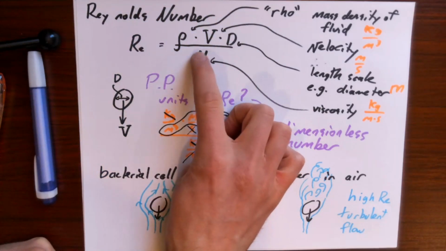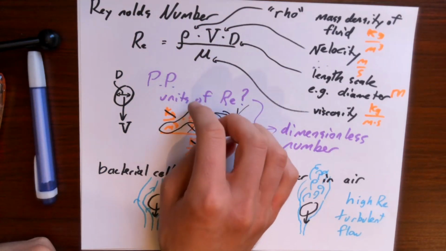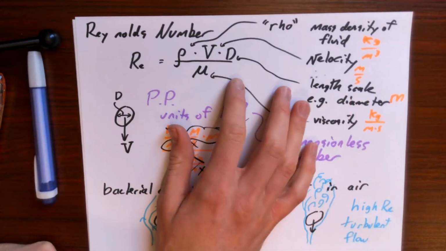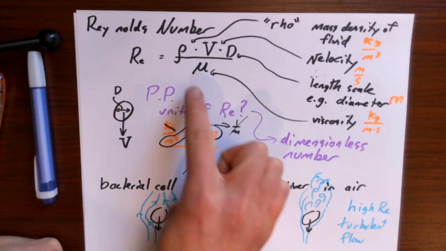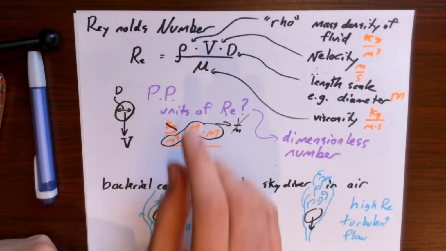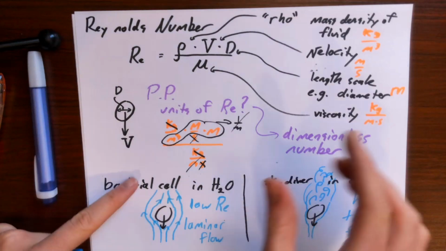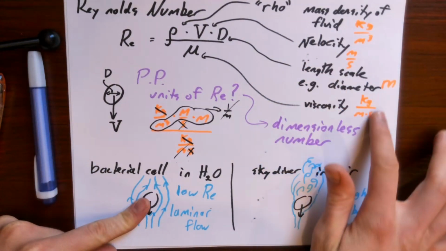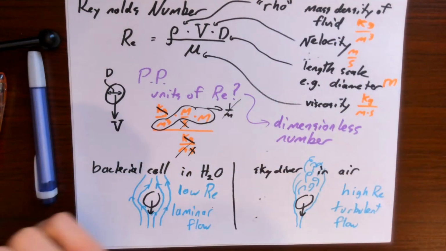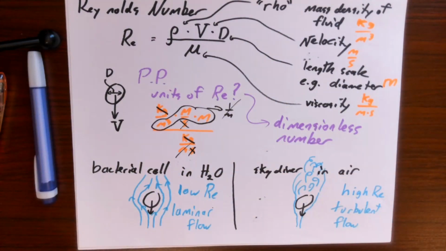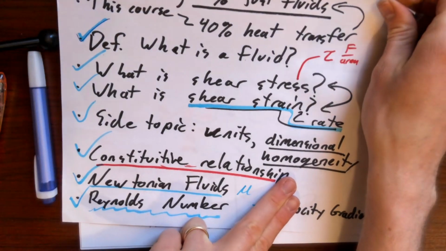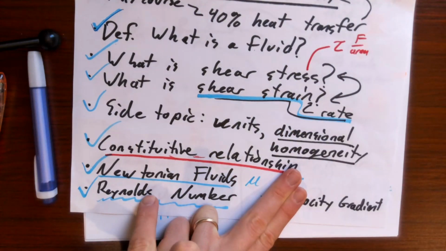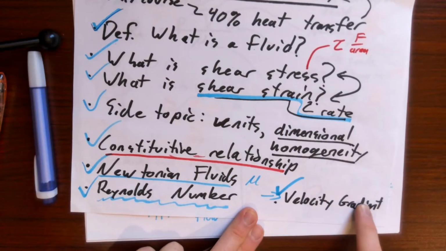Reynolds number involves viscosity and some other parameters, and if we're careful with all of our units, we notice that Reynolds number is a dimensionless number. Dimensionless numbers will show up, and we care a lot about the dimensions and the units of everything in the context of fluid mechanics. So, thus concludes our discussion of Reynolds number. Now let's move on to velocity gradient.